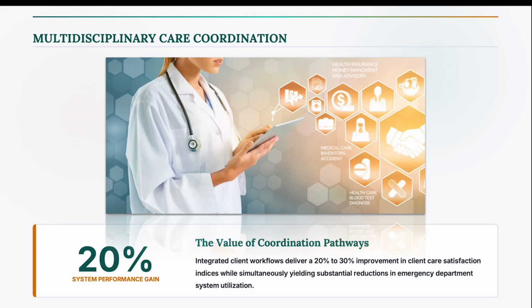Most clients don't exist in a single service system. They navigate healthcare, behavioral health, education, housing, employment services, potentially the justice system. Fragmented service delivery means duplicated services, gaps in care, and poor outcomes. Multidisciplinary care coordination in social work requires systematic approaches to communication, role clarity, and accountability. Organizations implementing integrated care pathways report 20 to 30% improvements in client satisfaction and reductions in emergency department utilization.